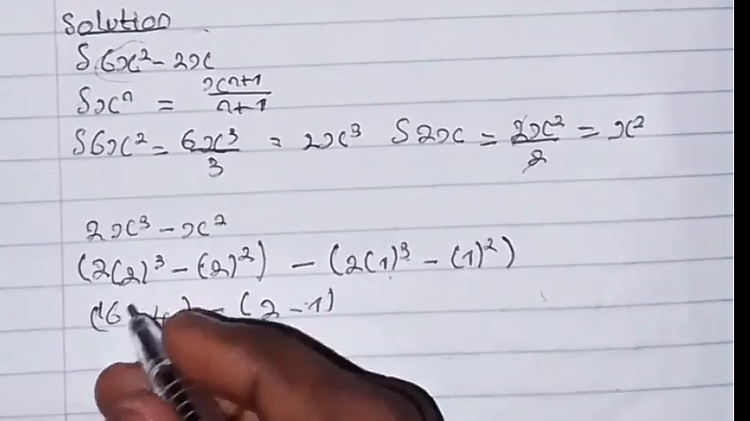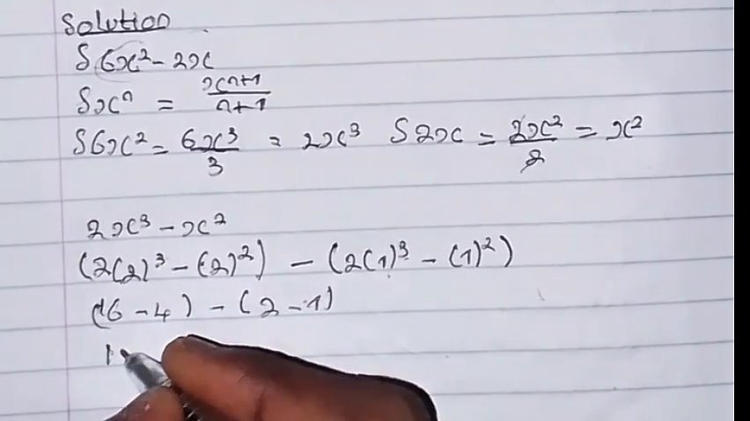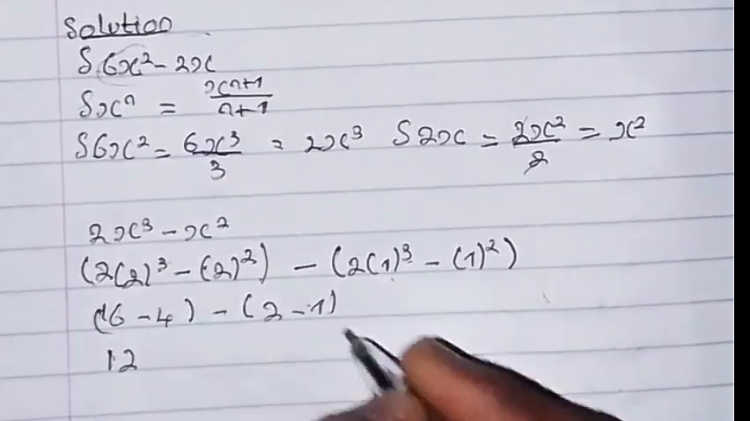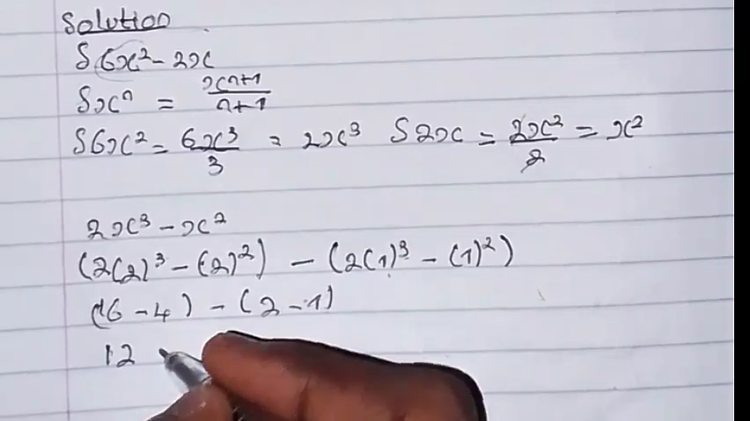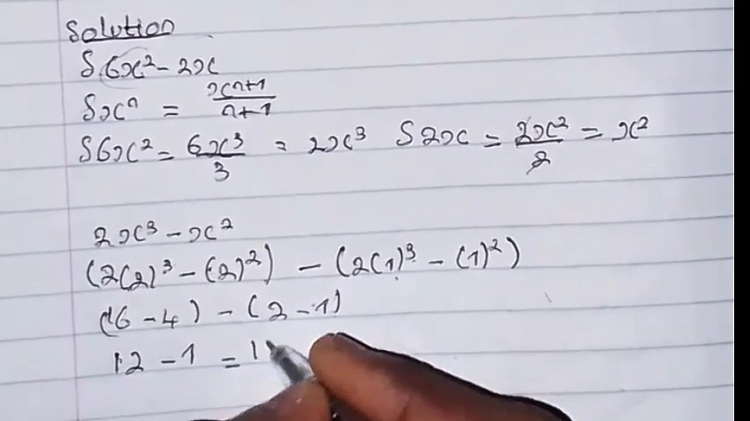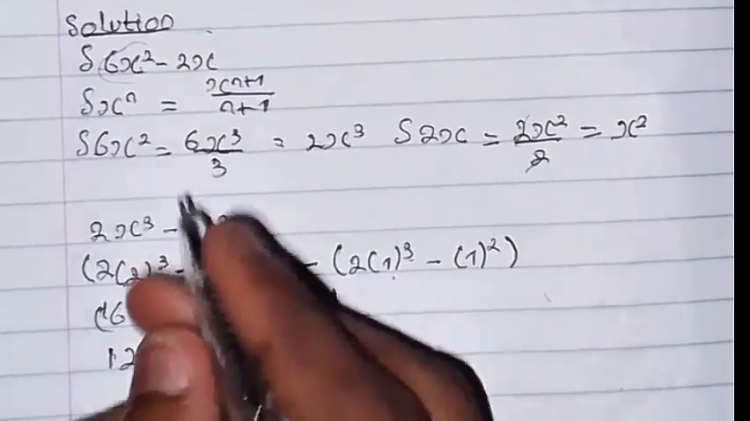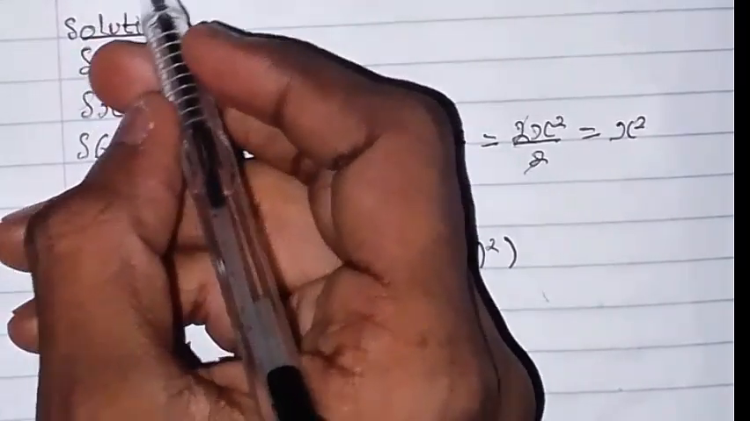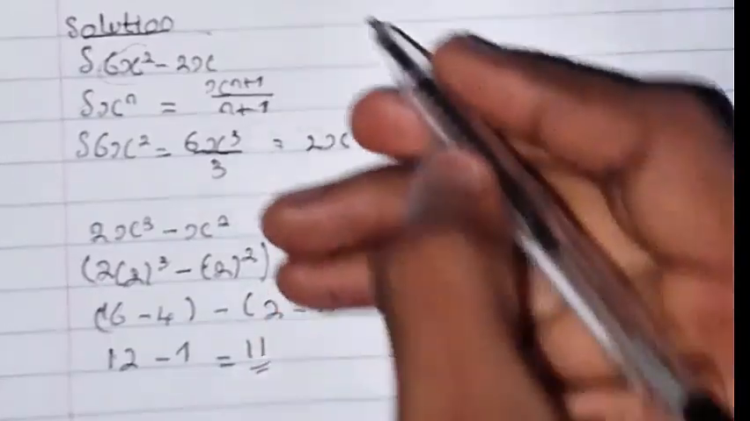Alright, let's go. 16 minus 4 is what? That's 12. Then 2 minus 1 is 1 as well. So 12 minus 1 is equivalent to 11. So the correct answer, the integral of 6x squared minus 2x, is 11.